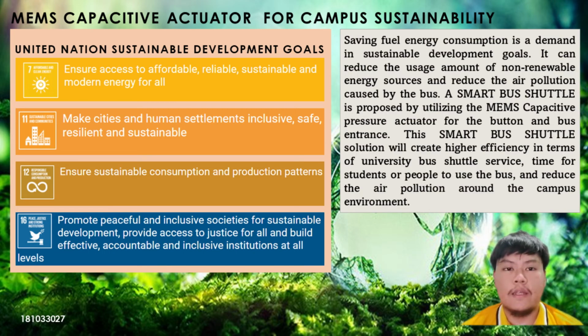Next, there are a few United Nations Sustainable Development Goals that we can relate to our project. The first one, to ensure access to affordable, reliable, sustainable, and modern energy for all. The second one is to make cities and human settlements inclusive, safe, resilient, and sustainable. The next one is to ensure sustainable consumption and production patterns. Finally, to promote peaceful and inclusive societies for sustainable development, provide access to justice for all, and build effective, accountable, and inclusive institutions at all levels.